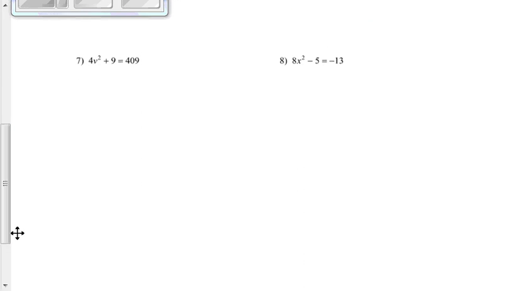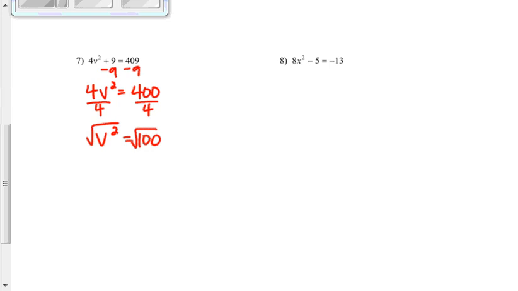On number 7, I'm going to start by subtracting 9. So I have 4v squared equals 400. And then I've got to get rid of that 4, so I'm going to divide. So I have v squared equals 100. I'm going to take the square root. So v equals plus or minus. Now 100 is a perfect square. Square root of that is 10.